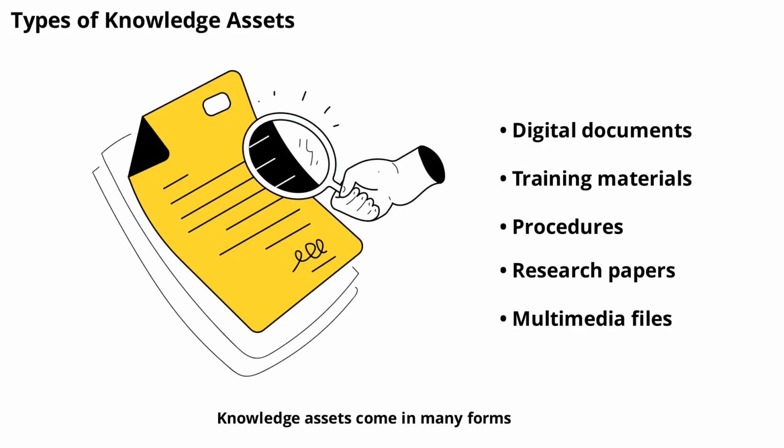Knowledge assets come in many forms. These can include digital documents, training materials, standard operating procedures, research papers, and even multimedia files. Identifying the types of knowledge assets you want to manage is a crucial first step. This will help you configure your inventory management software to suit your organization's needs. In the next scene, we'll discuss how to choose the right software for your knowledge management goals.